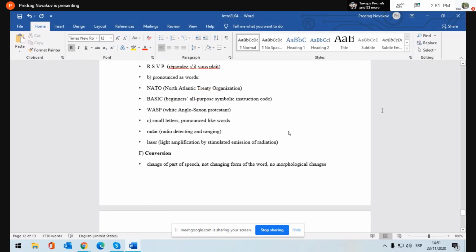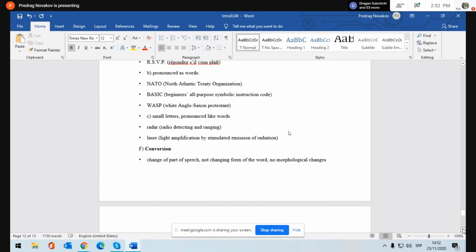So the second type is pronounced as words, like NATO, BASIC, WASP. You have the solutions in brackets, NATO, you know, North Atlantic Treaty Organization. BASIC is Beginner's All-Purpose Symbolic Instruction Code. It is one of the first oldest computer languages. We don't use it anymore. It is BASIC, but it is an acronym. WASP, White Anglo-Saxon Protestant. You know, it refers to a specific group of people. So pronounced as words. And the third type is you even use small letters.